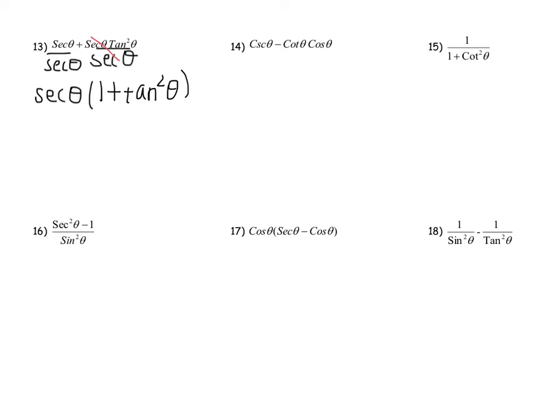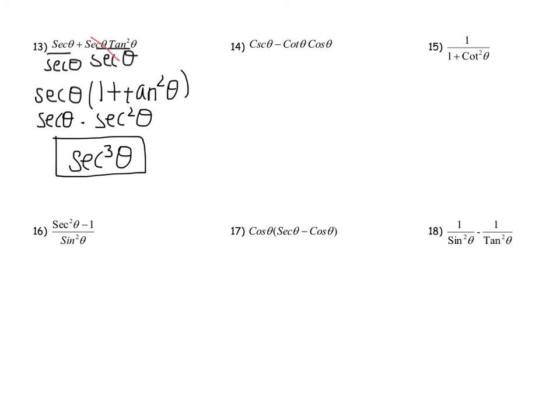So if you know your rules, 1 plus tangent squared is secant squared. So we're taking secant squared and multiplying it by secant. That means I have 3 of them. So secant to the 3rd theta. And that's it.